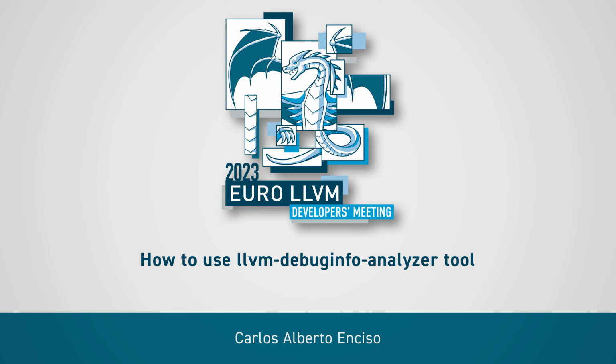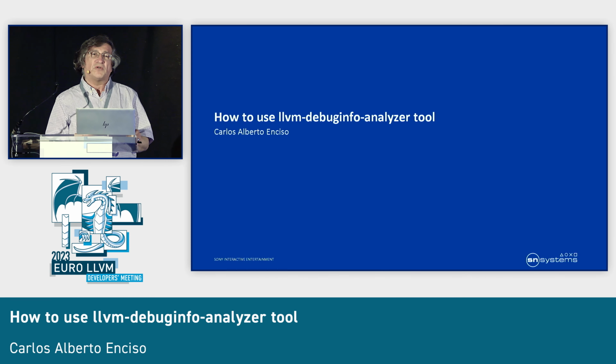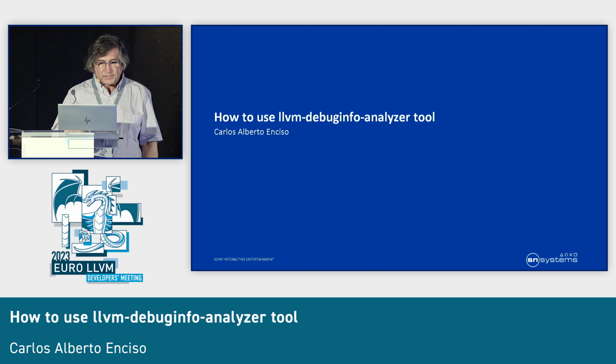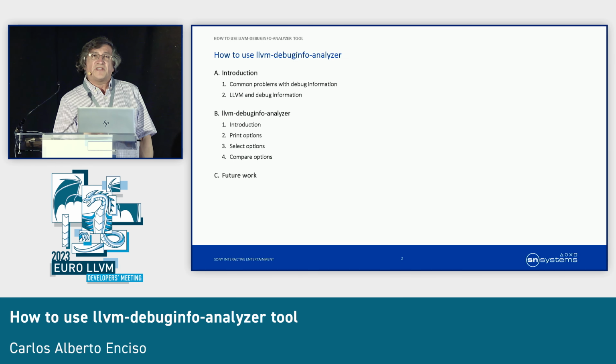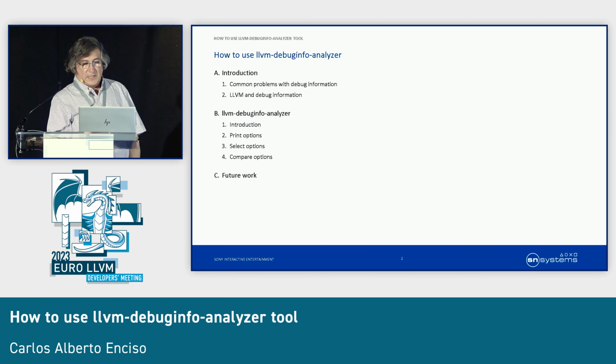Okay, thank you, everyone. This presentation is about the llvm debuginfo-analyzer. It's a new tool added to llvm. The presentation is divided in 3 sections. One is initially an introduction about llvm and debuginfo. Then some useful command line options to print, select, and compare. And finally, main areas for future work.